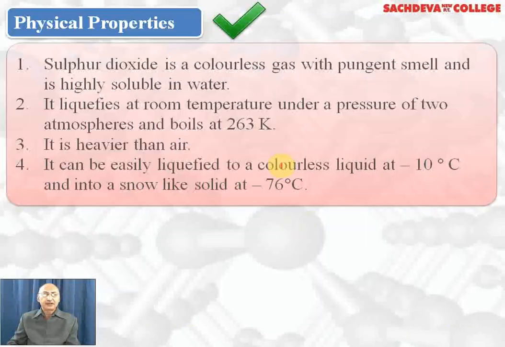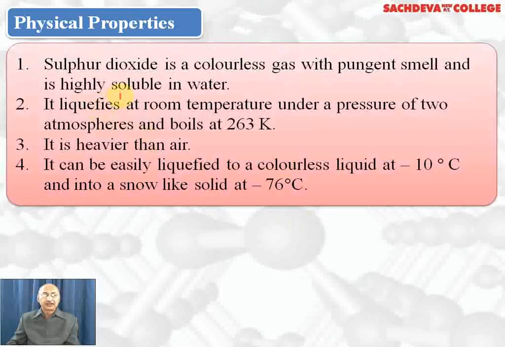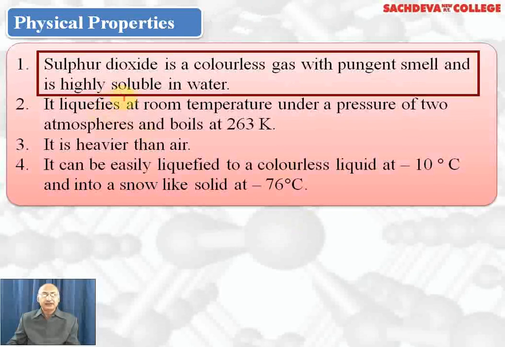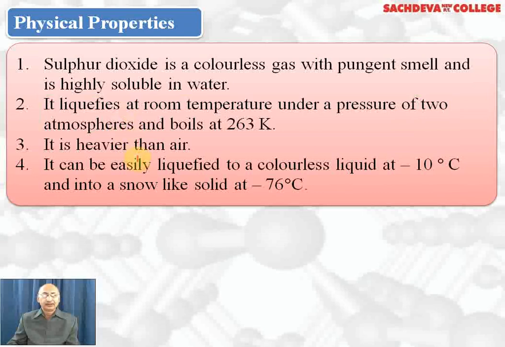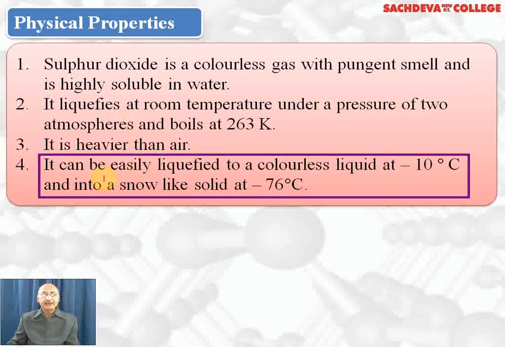Let's take up physical properties of sulfur dioxide. Sulfur dioxide is a colorless gas with a pungent smell of burning sulfur, and it's highly soluble in water. It liquefies at room temperature under a pressure of 2 atmospheres and boils at 263 Kelvin. It is heavier than air because its molecular weight is 64. It can be easily liquefied to a colorless liquid at minus 10 degrees centigrade and into a snow-like solid at minus 76 degrees centigrade.